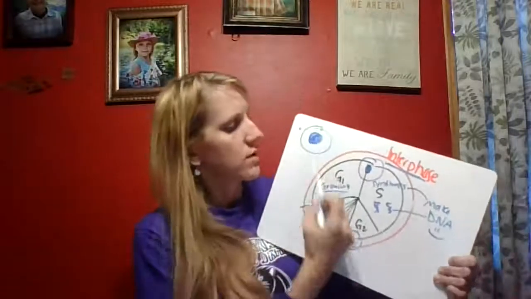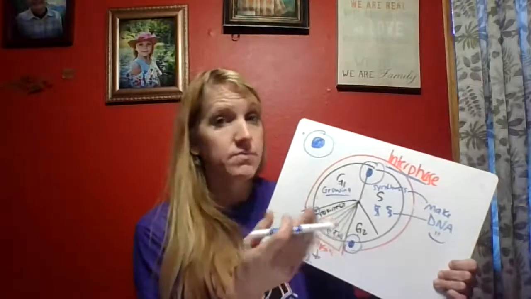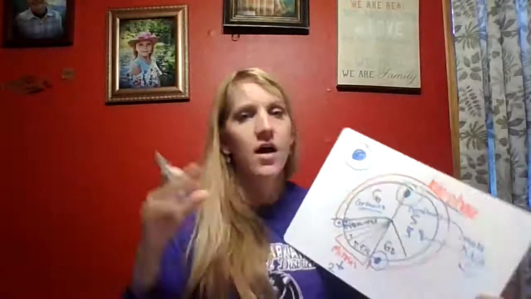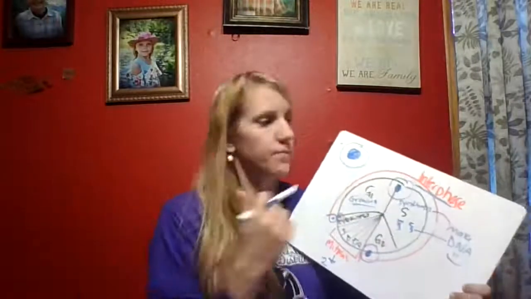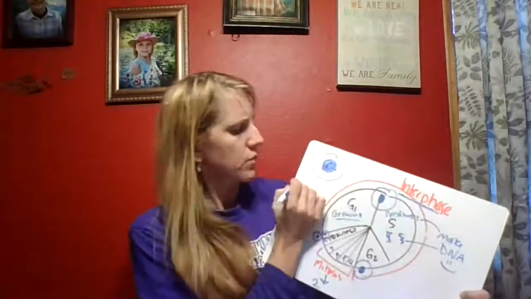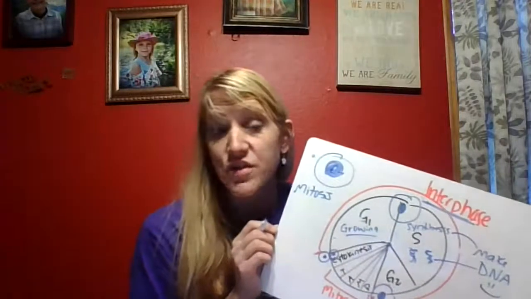Okay, so G1 grows, part of interphase. S prepares, gets the DNA doubled, part of interphase. G2, again, doubles the organelles. We can't see the organelles anyways, so we can't see that. Other scientists that study this for a living can with a different microscope. So this is all interphase. Then when it gets to mitosis, then it starts to look different.